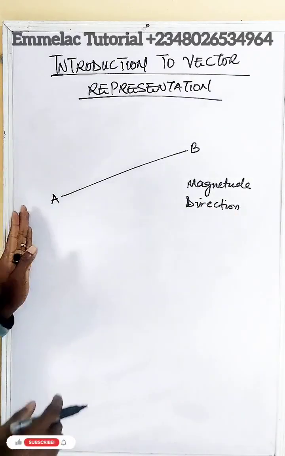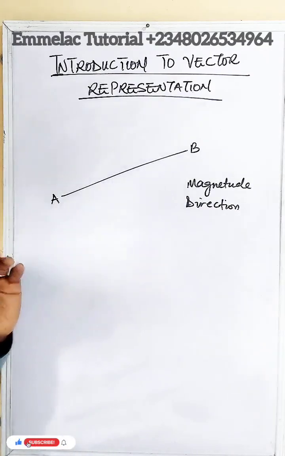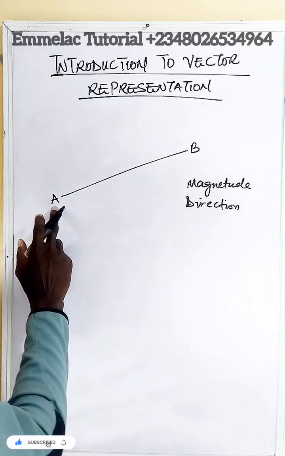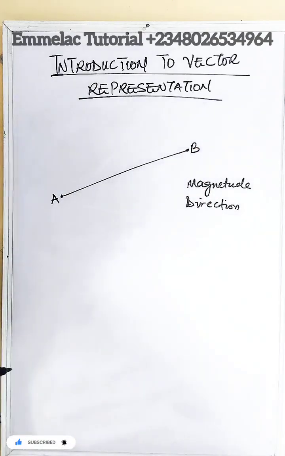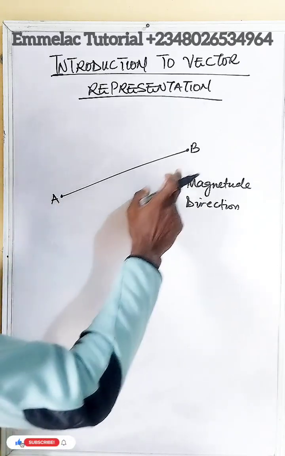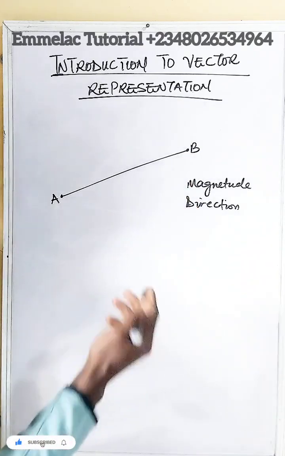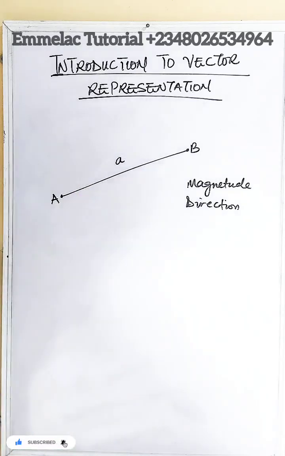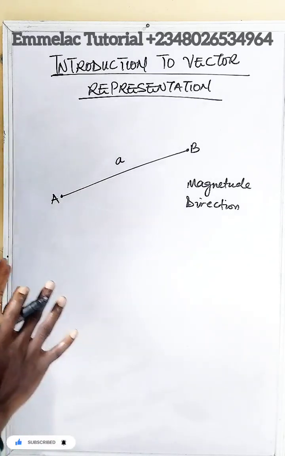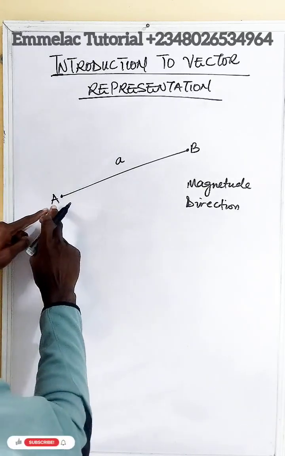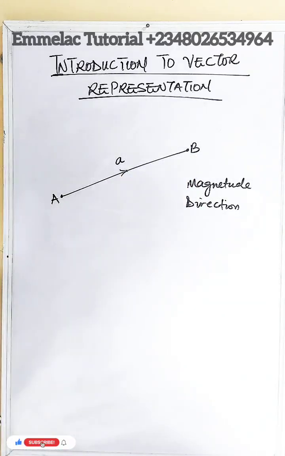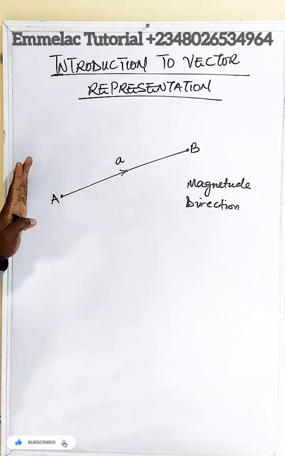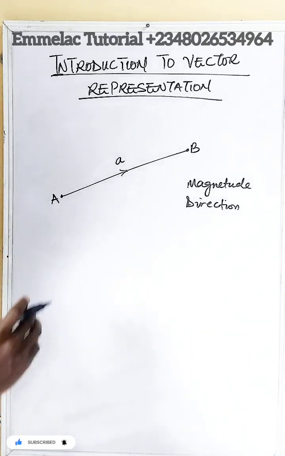Now let us use this line as an instance. Here you have your A, which is the starting point, and B, the ending point. The magnitude of this is just the distance from here to here, so maybe it could be just A. Now the direction is represented by an arrow, since it's starting from here going towards B. This is a typical representation of a vector.